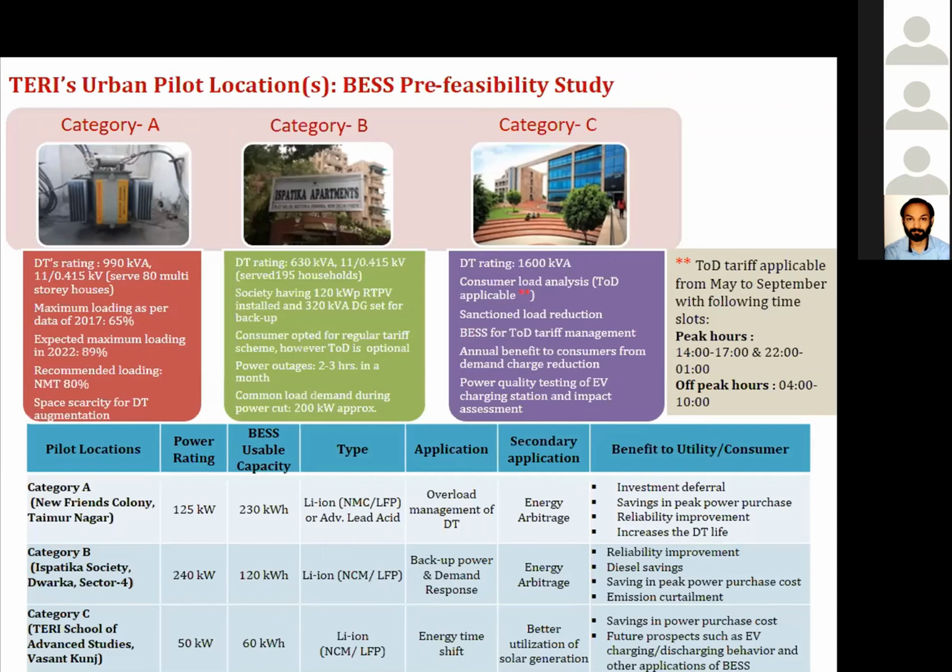Under category B, the primary application is backup power and demand response. For category C, there is a TOD tariff applicable during May to September, with peak hours and off-peak hours, so the application for category C is energy time shift. The secondary application identified for category A is energy arbitrage for the utilities. Under category B, the secondary application is also energy arbitrage. Under category C, the secondary application identified is better utilization of solar PV generation while using the battery energy storage.